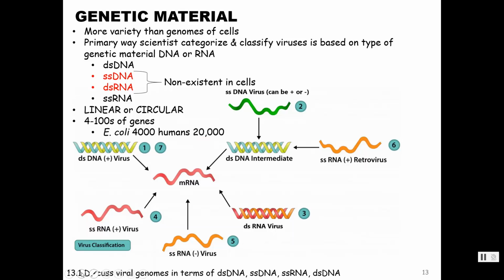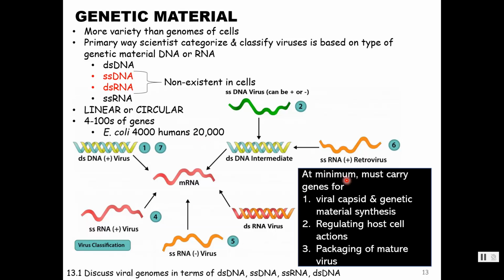And they're going to rely on their host for most things. So at minimum, though, let's think about it. A virus has to carry genes for their capsid. They have to carry the genes to copy their genetic material. They also need genes to regulate host cell actions. A lot of viruses are going to shut down protein production by their host cell. And then they're also going to need proteins for packaging of their mature virus.